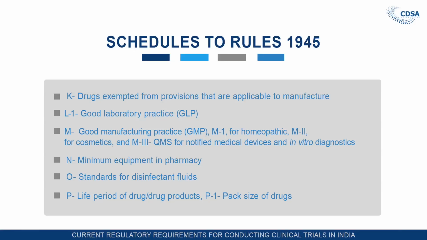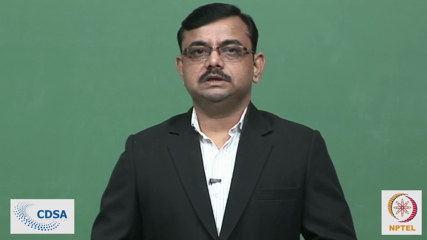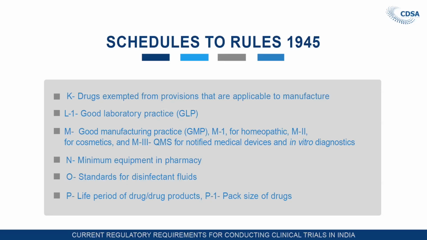Let us see Schedule K. Schedule K covers drugs exempted from provisions that are applicable to manufacture. For manufacturing, certain provisions have to be exempted for special types of drugs. What are these provisions and which types of drugs, like quinine and other antimalarial drugs, then antacid preparations. Some of the provisions of manufacturing have been relaxed and exempted while giving the permission. This is given in Schedule K.